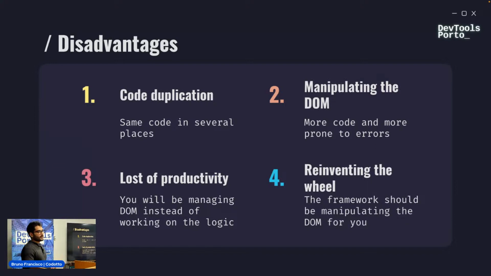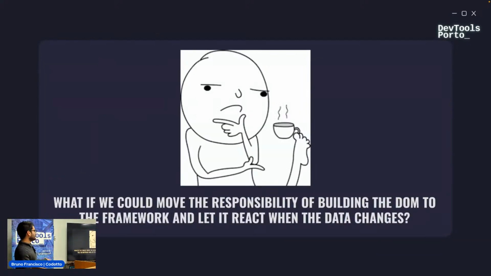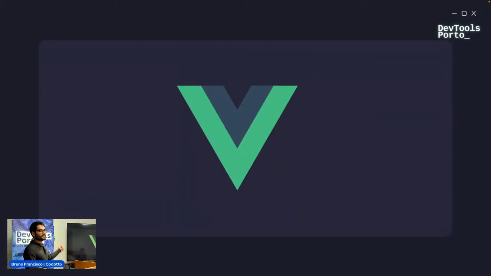So the framework, in my opinion, and a lot of other developers as well, the framework should be the one responsible for manipulating the DOM for you. You should only care about the data itself. Well, what if we could move the responsibility of building the DOM to the framework and let it react to the data changes that we do to our code? And in this case comes VueJS and a bunch of other frameworks as well, such as React, Angular, and a bunch of other ones that do exactly the same. Vue has a bunch of advantages that we're going to talk about a little bit later.